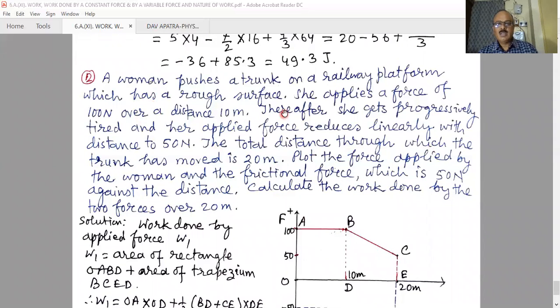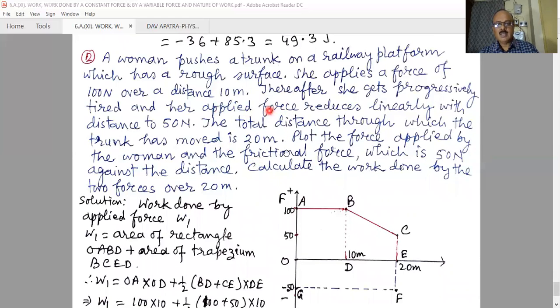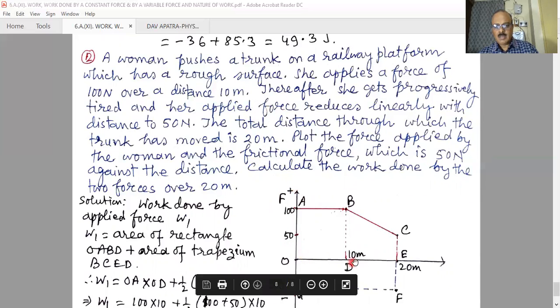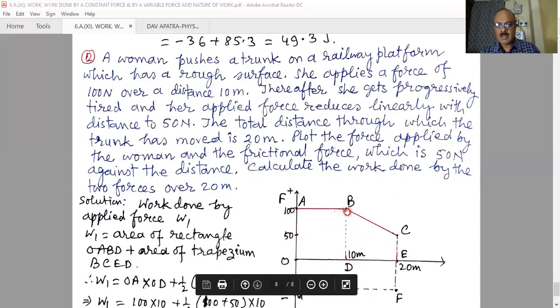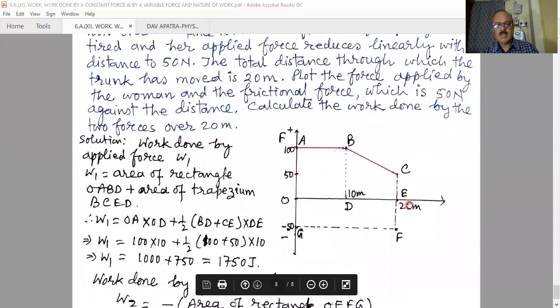First of all, read the question two times and then try to draw the graph. In the graph, for the first 10-meter displacement against the friction, the force applied is 100 Newton. Thereafter, she gets progressively tired, which means the applied force gradually decreases over the next 10 meters from 100 Newton to 50 Newton, and the total displacement is 20 meter. Then what is the work done by the applied force, and what is the work done by the friction force?